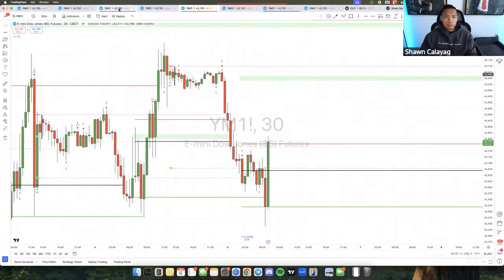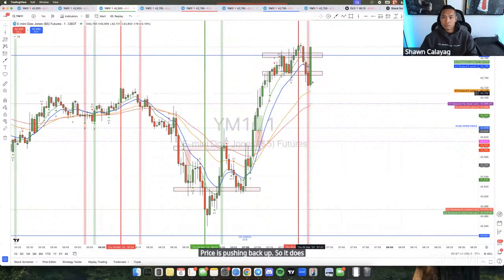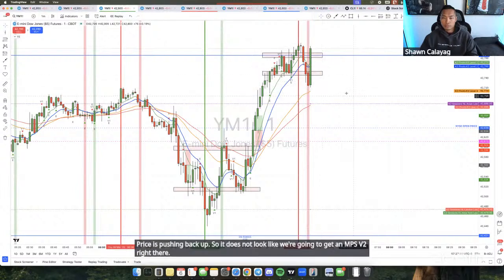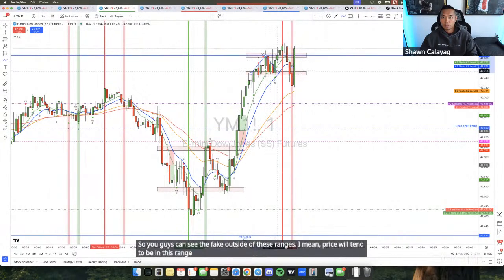All right, price is pushing back up. So it does not look like we're going to get an MPSV2 right there. You guys can see the fake outs out of these ranges. Price will tend to be in this range. Fake out, come down, fake out again, come right back up.